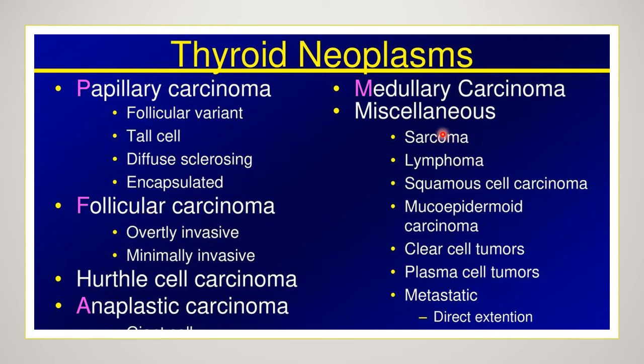Then there is a large group of others, miscellaneous, which can occasionally occur in the thyroid, but by and large, they're very rare. Among the most common of them is the lymphoma, which is a generalized disease involving the thyroid as well.